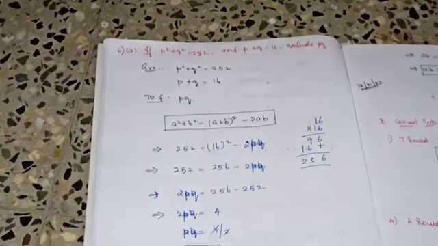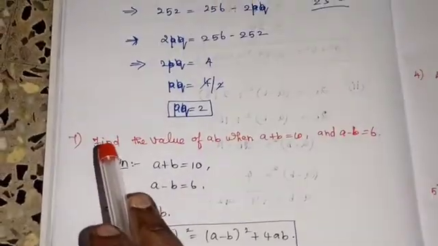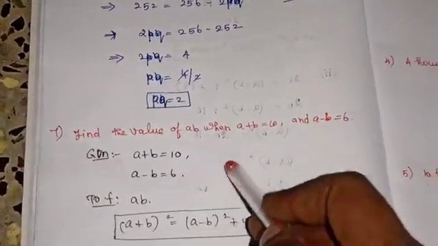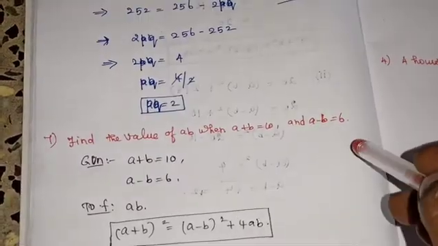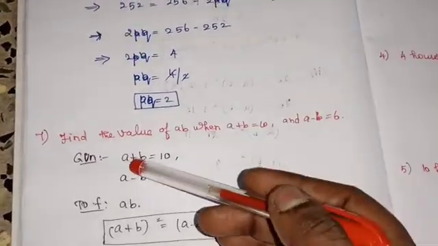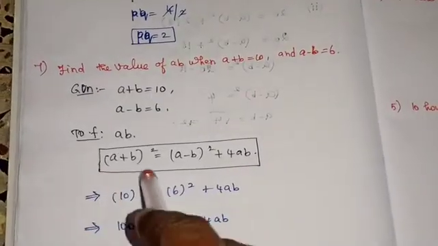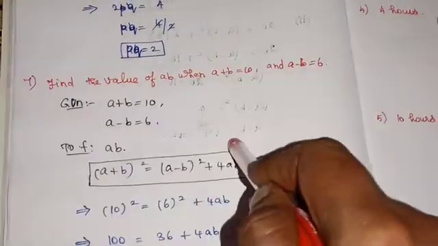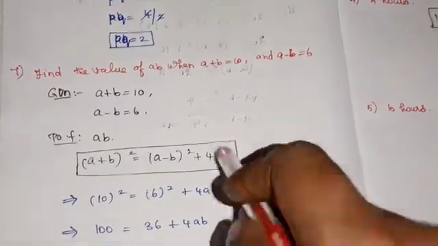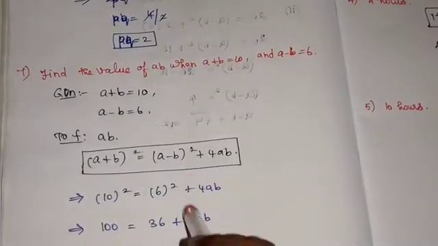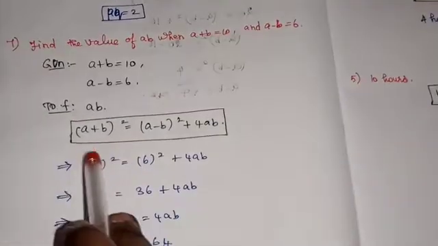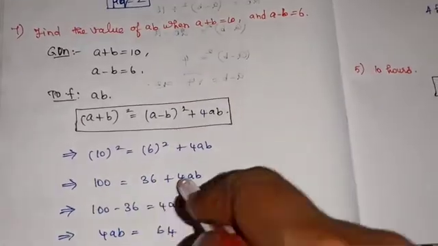B sum you take it as homework. Seventh one: find the value of AB when A plus B is equal to 10 and A minus B is equal to 6. So A plus B and A minus B both are given. You find AB. So A plus B the whole square is equal to A minus B the whole square plus 4AB. So 10 the whole square is equal to 6 square plus 4AB. 10 square is 100, 6 square is 36 plus 4AB.